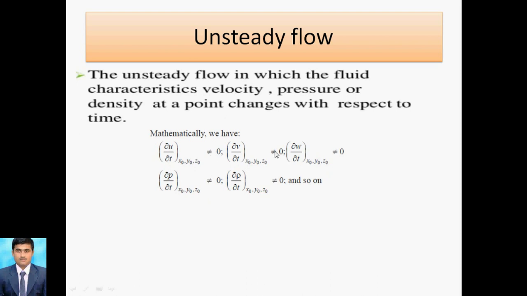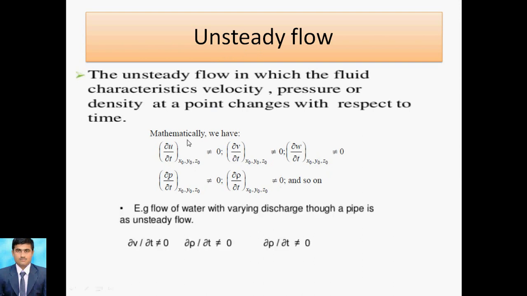So this is regarding the velocity. And pressure, ∂p/∂t is not equal to 0. That is called unsteady flow. ∂ρ/∂t not equal to 0. So this is opposite of steady flow. So here the area will vary. That means the pipe diameter varies. So that time it is called unsteady flow.